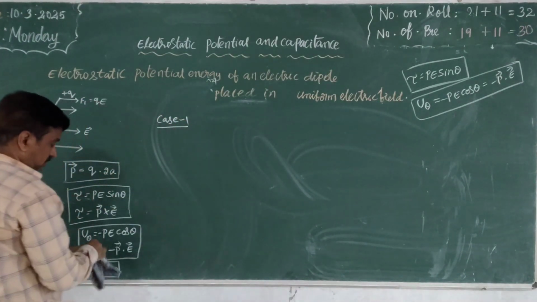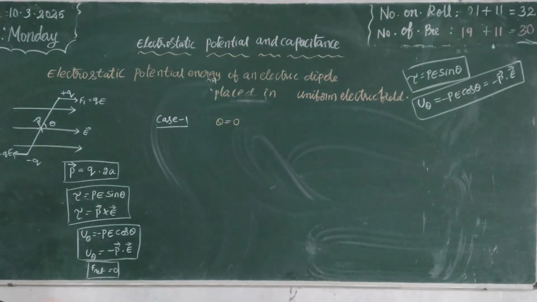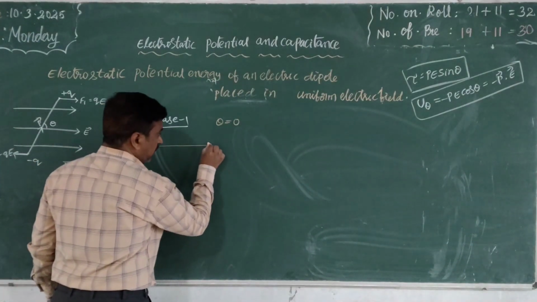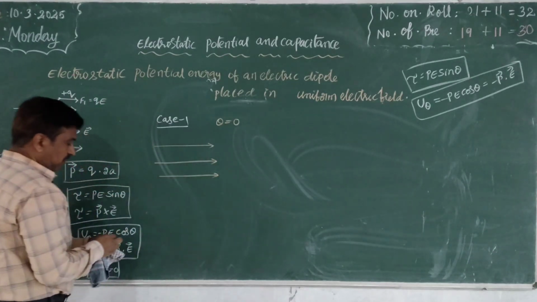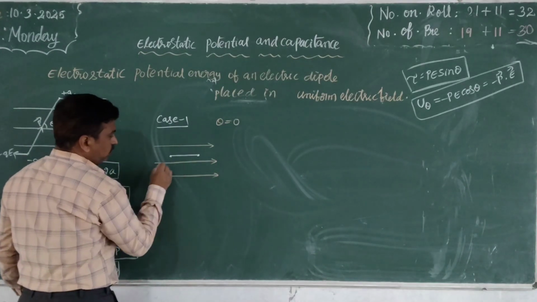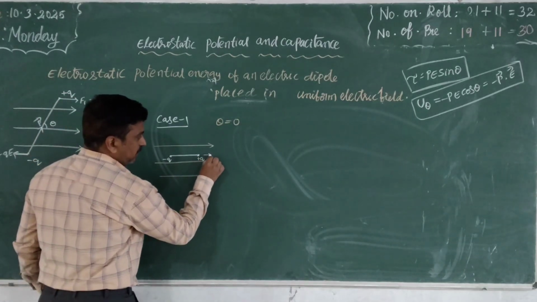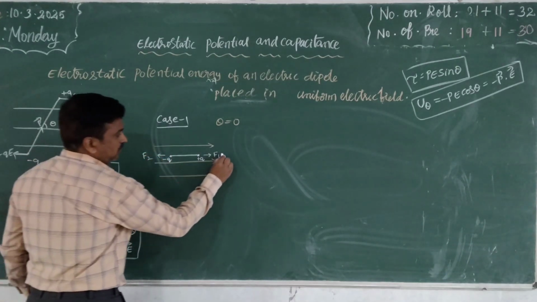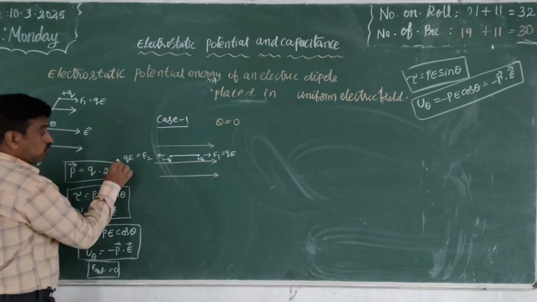First one: theta equal to 0. Theta equal to 0 means the electric dipole and electric field are both in the same direction. For example, see here, this is the direction of the electric field. Here we place the electric dipole: plus q, minus q. Force is acting in this direction, F1, and one more force is acting in this direction, F2. F1 equal to QE, F2 equal to QE, both of the same magnitude and in opposite directions.